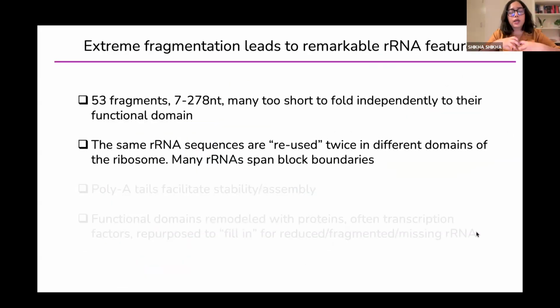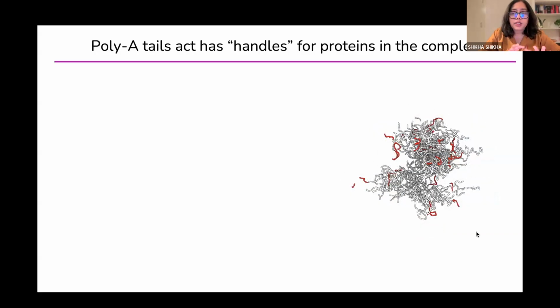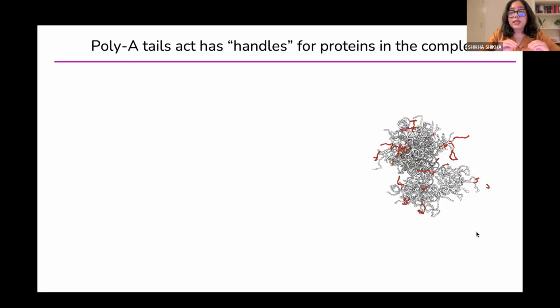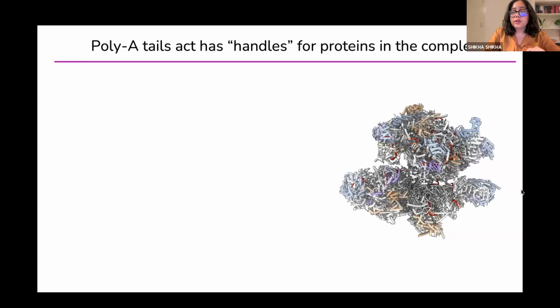So until now, I told you about the incredible RNA features of Toxoplasma mitoribosome, and we know that there is extreme fragmentation, there is reduction, but now I'll present some of the strategies that the parasite adopts to actually circumvent this challenge of extreme RNA fragmentation. So one of the things that we found was that most of the RNAs in the mitoribosome are actually polyadenylated at their 3' ends, as you can see in red here.